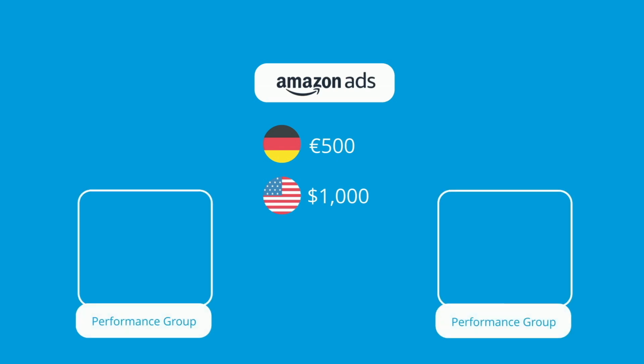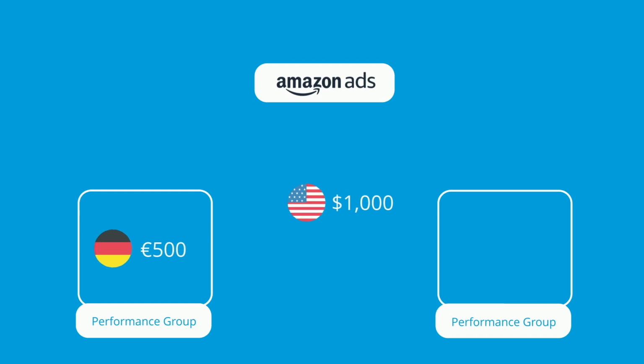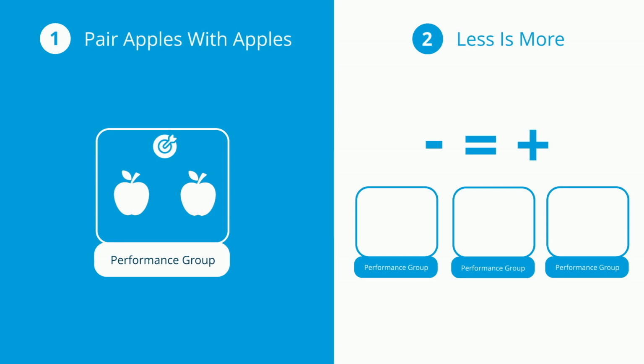One cool tip: if you run campaigns with fixed budgets in different marketplaces, for example, 500 euros for Germany and $1,000 for the US, then it's best to create separate performance groups for each. So one for your German campaigns and another PG for your US campaigns. In that way, each PG stays aligned with its own budget. And that's basically it. Stick to those two principles. Similar campaigns, simple structure, and you'll be set up for success.